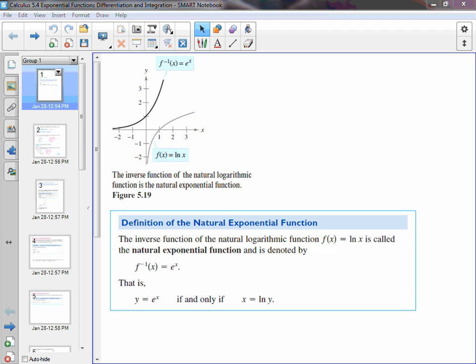So on page 350, we're going to talk about exponential functions, and then the derivatives of exponential functions and the integrals.